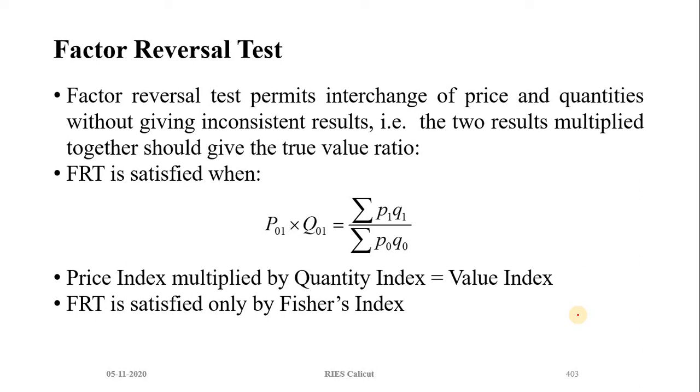But this factor reversal test is only satisfied by the Fisher index number. None of the other index numbers satisfies these conditions. So the Fisher index number is the only index number that satisfies both the time reversal test as well as the factor reversal test. Let me check whether the simple aggregate index number satisfies the factor reversal test or not.